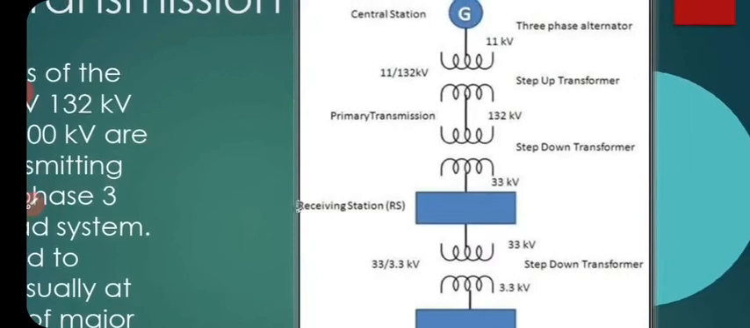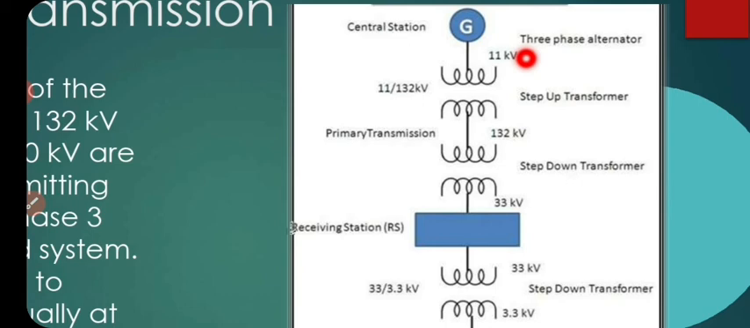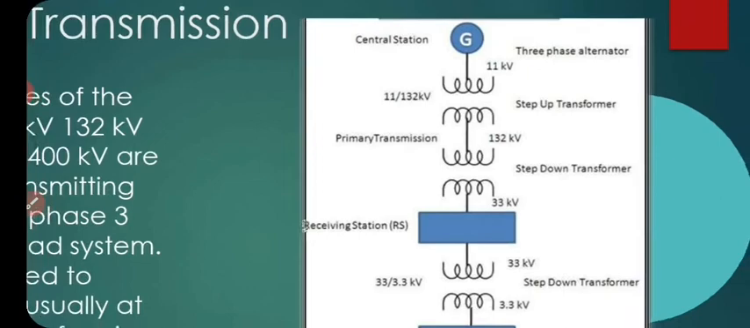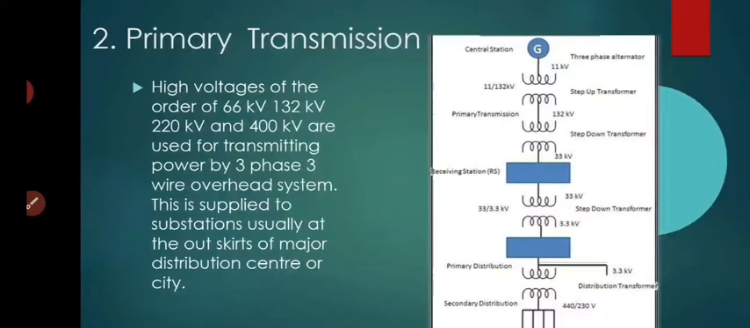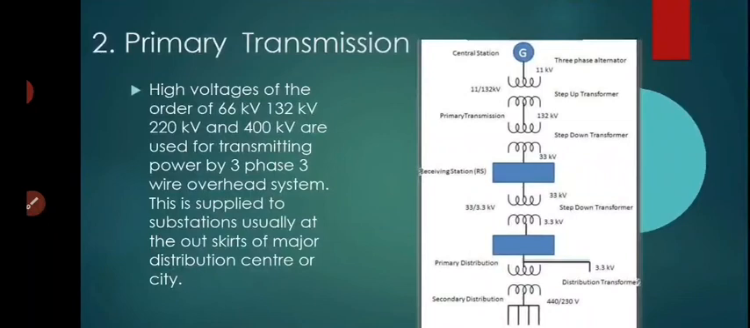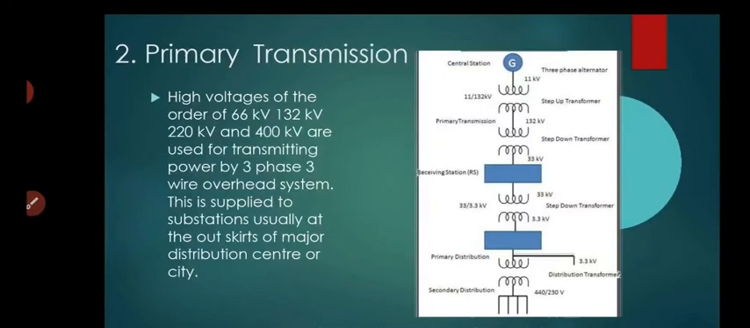These are the generating stations we have, and this is the step up transformer, and this is transmission. So this primary transmission is actually for the large extra high voltage industries and major substations, and that voltage is again stepped down at the receiving end substation, and it is being sent to various desired industries and small scale substations. So primary transmission is the higher voltage transmission, and in this transmission tappings are provided to large industries and major substations.